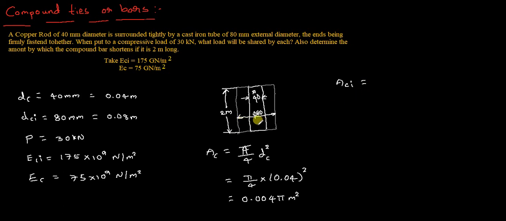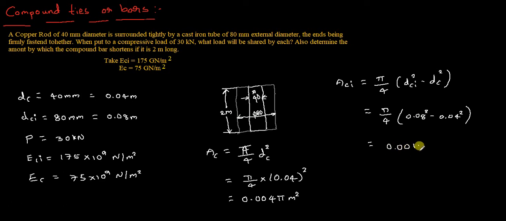The entire diameter is given from the axis position, but we need to find the area between the end position of the cast iron and the end position of copper, that is, the material in between. For that we can use the formula for the area of a hollow circle: pi by 4 into (dci square minus dc square). Substituting the values, pi by 4 into (0.08 square minus 0.04 square), we get 0.0012 pi meter square. So these are the two areas for the two materials given in the problem.